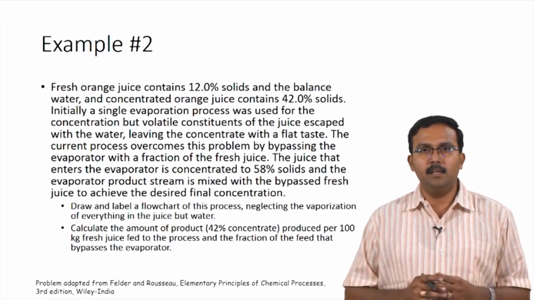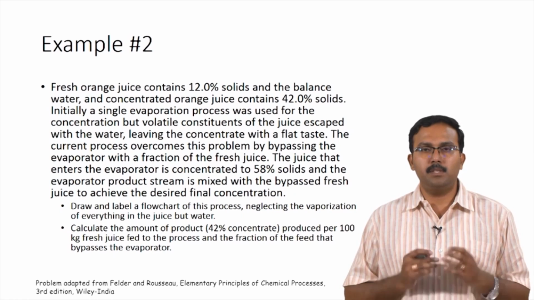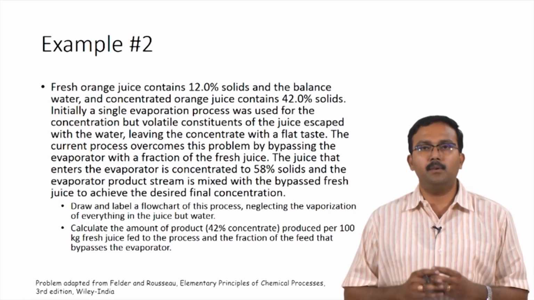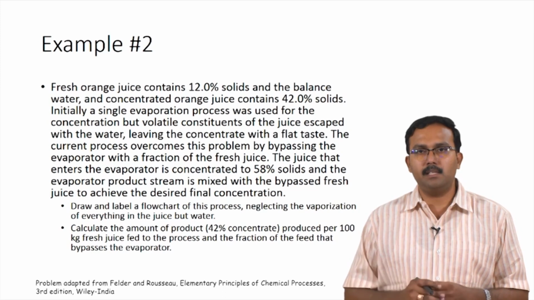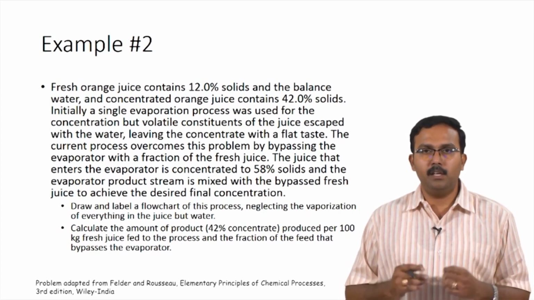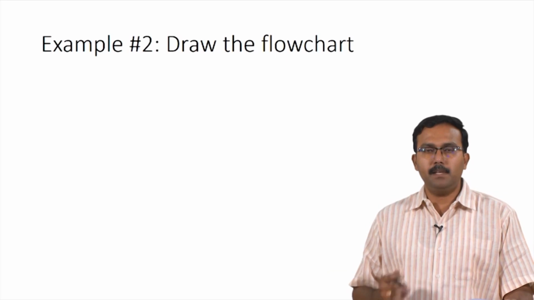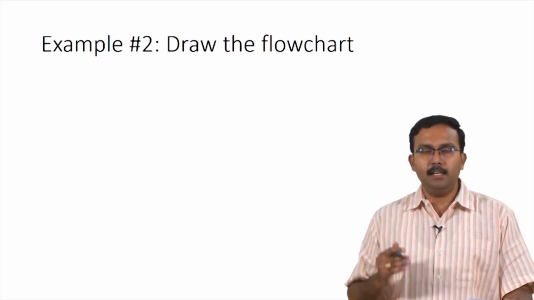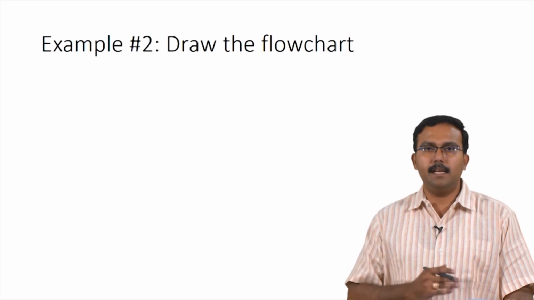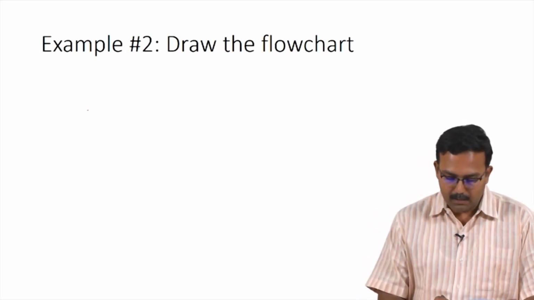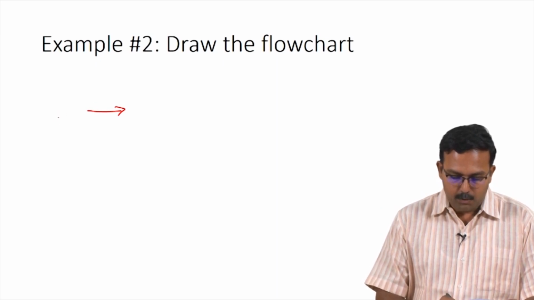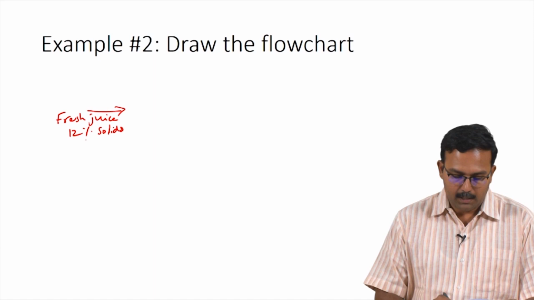As we had done earlier, understanding all the processes which have been given and drawing the right flow chart with the proper labeling will make our calculations reasonably simple. Let us start with drawing the flow sheet for this problem. The problem statement gives us that fresh juice containing 12% solids and the rest as water is entering into the system. So, let us start with that. The first flow would be your fresh juice. This fresh juice contains 12% solids and the rest 88% would be water.